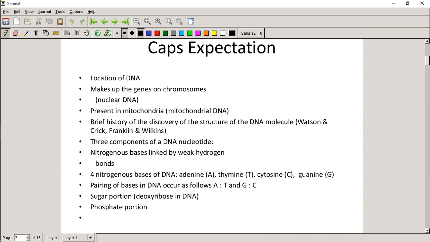So what do we need to know for the section with regards to CAPS? We need to know where DNA is found. We already told you, it's found inside the nucleus. There's also some inside the mitochondrion, also some inside the chloroplast. But we mainly focus on the DNA inside the nucleus. Then there's a brief history of the discovery of the structure of the DNA molecule. You need to know about Watson, Crick, Franklin, and Wilkins. And normally they mix up these names and ask you questions in the multiple choice questions where they mix up these names.